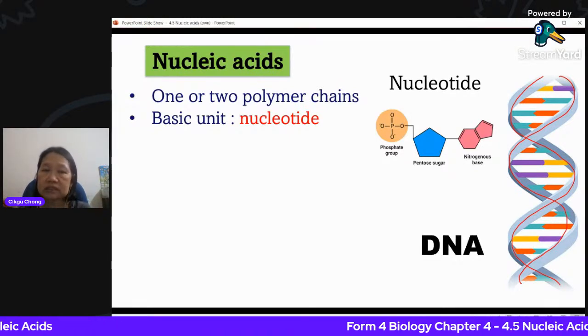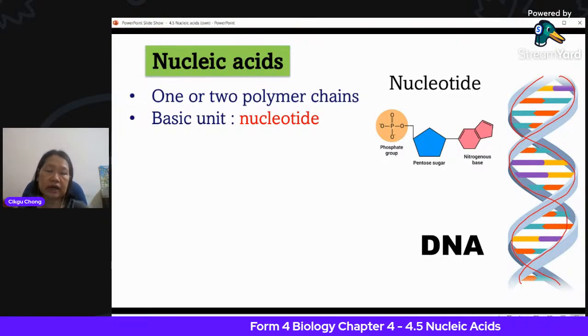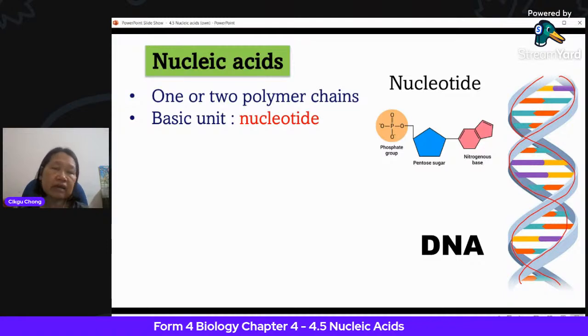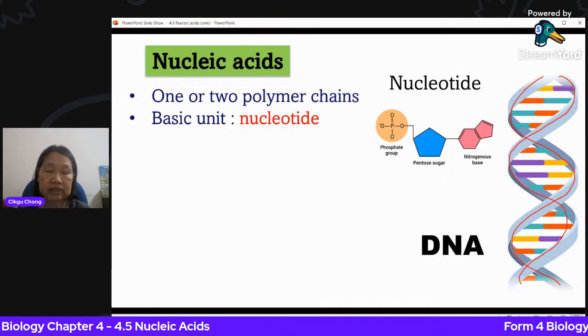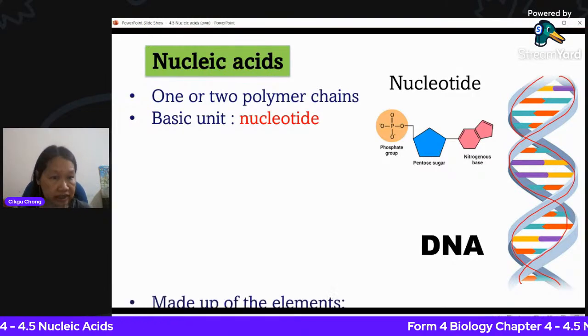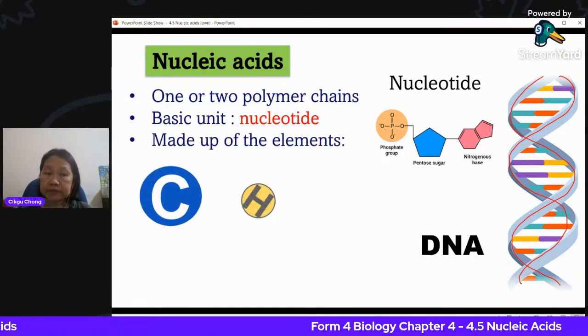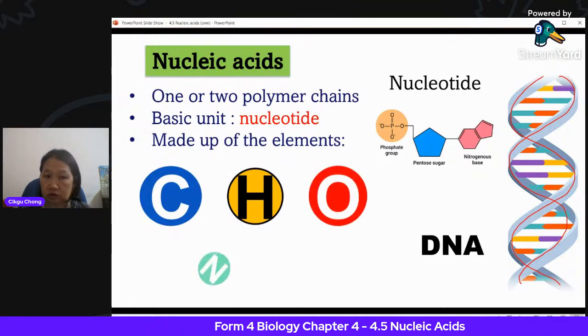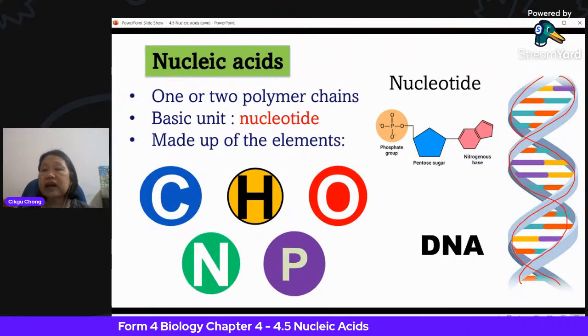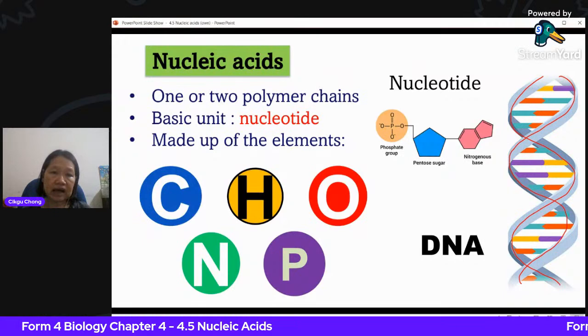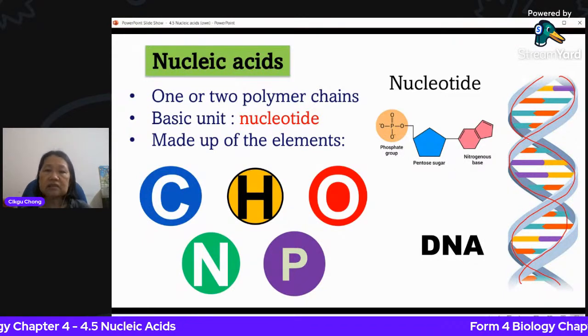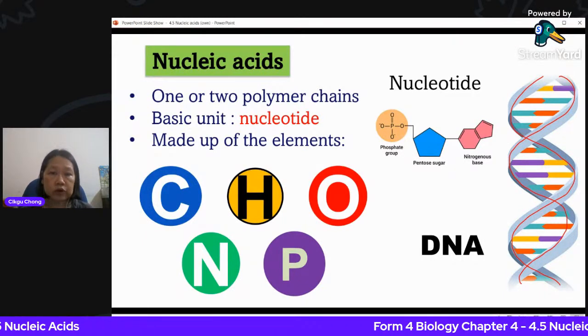What are the elements that are in the nucleotide? What are the basic elements? In order to form DNA, what are the elements that you need? You will need these elements: carbon, hydrogen, oxygen, nitrogen, and phosphorus. These are the elements that are needed to form your nucleotide.